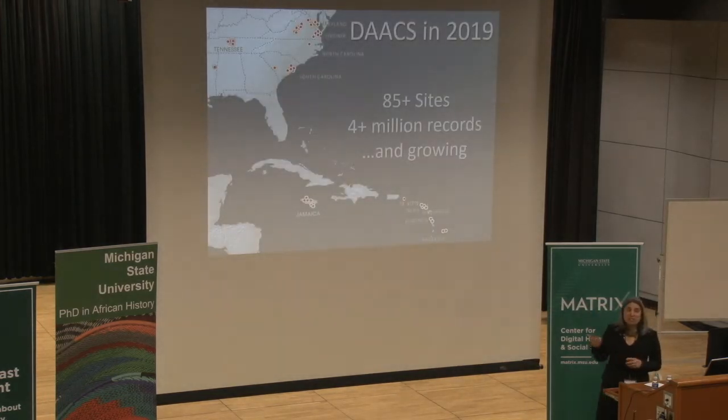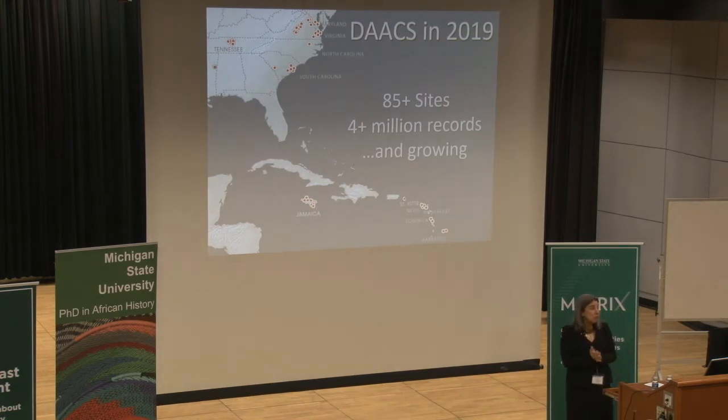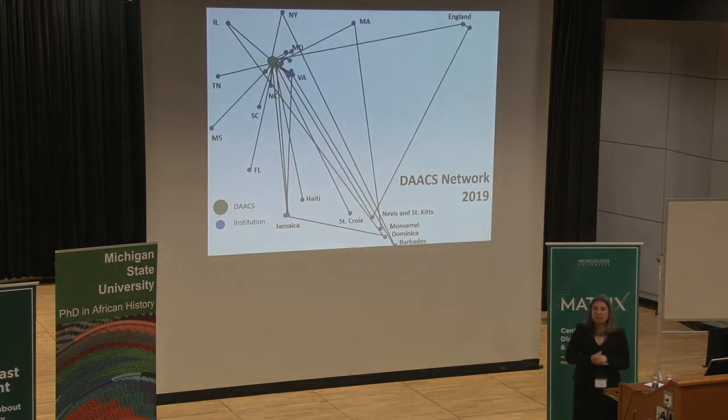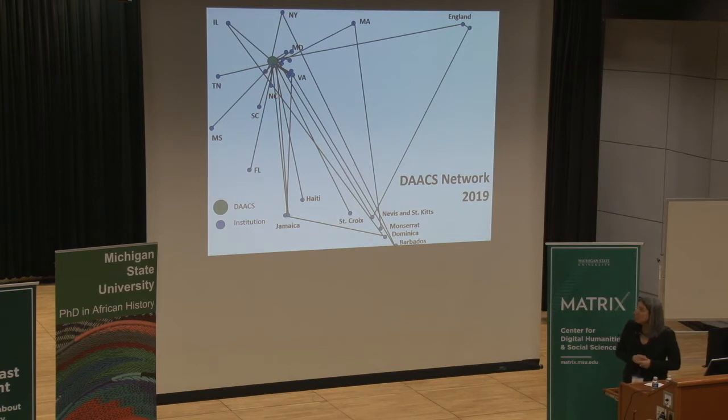And then in 2019, we're up to 85 sites and growing with over 4 million records. And our collaborative network looks like this. And in fact, we heard earlier from Stagville. We work very closely with Anna Egby-Davies on the Stagville collections, which are in the site.